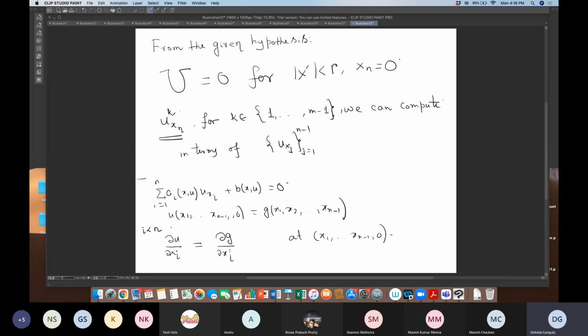What is the derivative of u at the point x1 up to xn minus 1? What is del u by del xi? I can compute from here. Yes or no? Yes, sir. We can compute because i is strictly less than n. Now my question is, how can we compute del u by del xn at the point x1, x2 up to xn minus 1 comma 0? Can we compute through this relation? Yes or no?